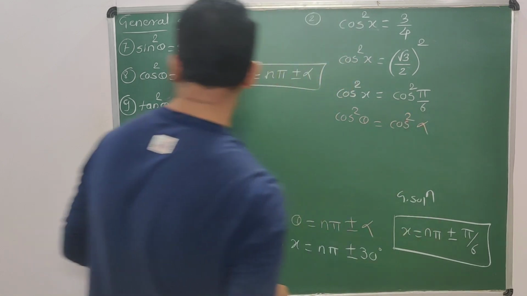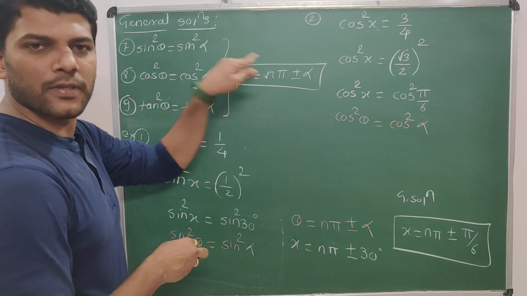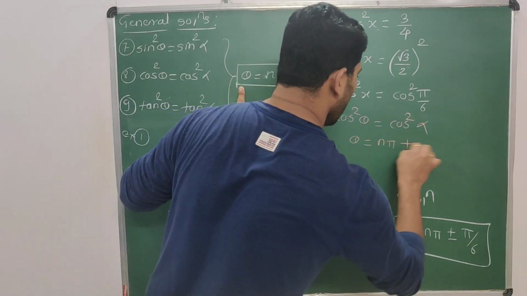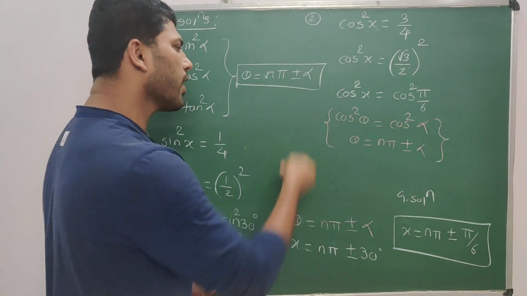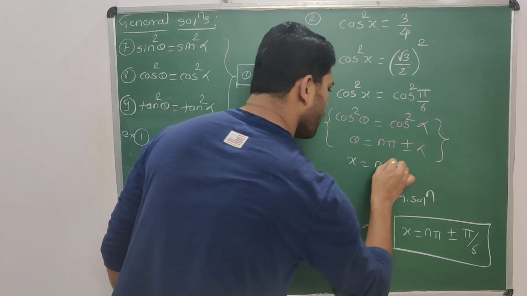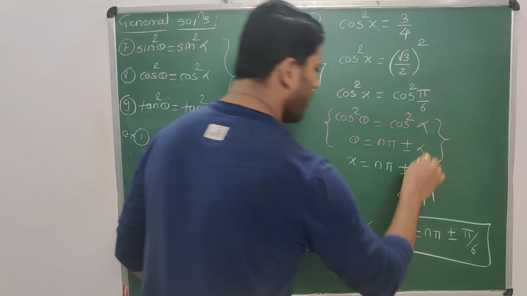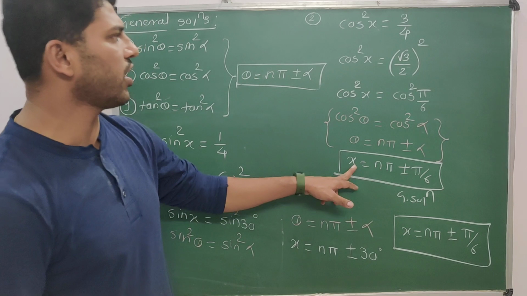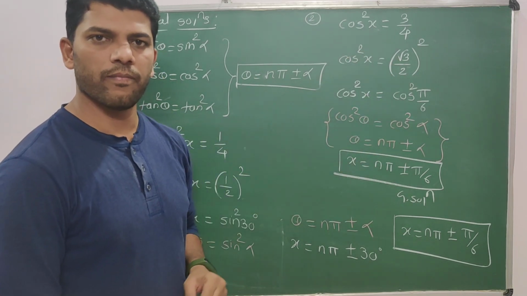Then what is the solution? See, the interesting thing is all these three structures possess the same general solution. So theta is equal to n pi plus minus alpha. This is the main formula. Let's apply it for this. What is theta here? Theta is x, n pi plus minus. What is alpha here? Alpha is pi by 6. Here we got the general solution for this case, cos square x equal to 3 by 4.